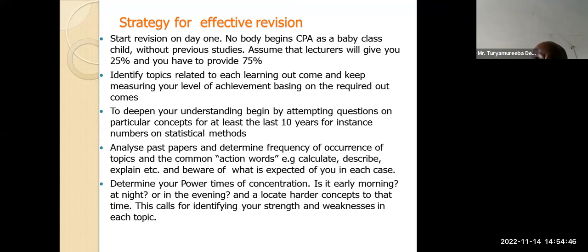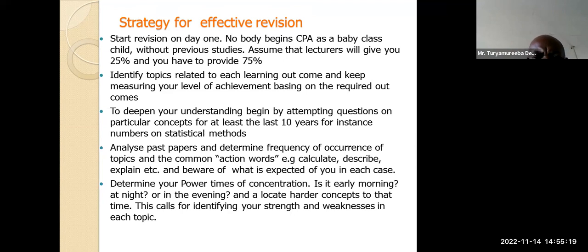Get the question papers, look at what you can manage yourself, and you start. Identify topics related to each learning outcome, and keep measuring your level of achievement based on the required outcomes. Dear friends, if you forget anything from this seminar, remember that you will be examined on statistical methods, mathematical modeling, and optimization problems.